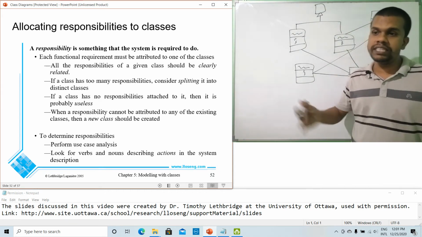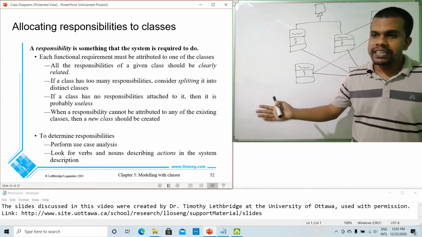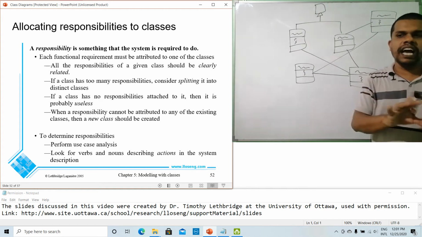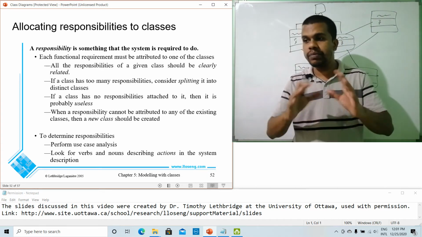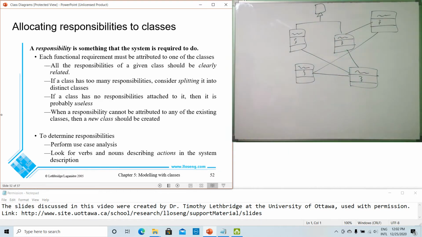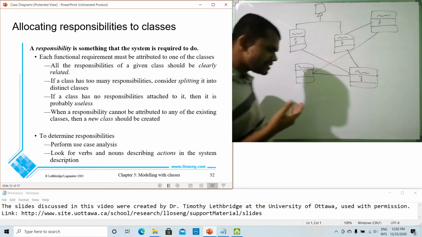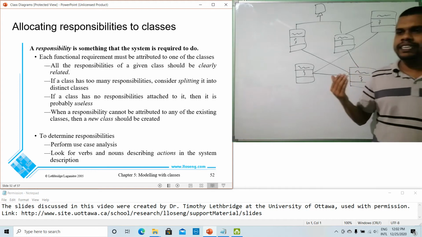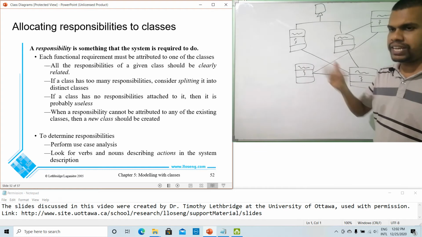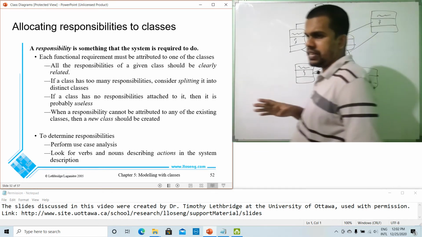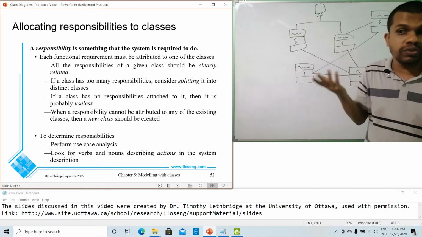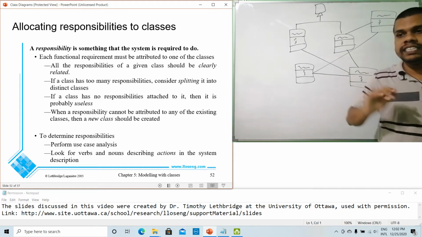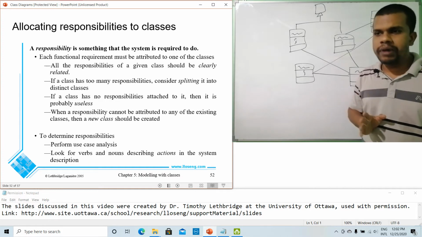Splitting is not a straightforward one. We are not going to cut it into two. When you split one particular class into several classes, each split unit has to maintain the property of encapsulation. And now if you go to the next step, if a class has no responsibilities attached to it, then it is probably useless. Classes are there to achieve certain responsibilities of our software system. So if we cannot attribute any responsibility to one particular class, sometimes it may be useless. We have to think about removing it. Not exactly that it should be removed, but most probably it is useless.